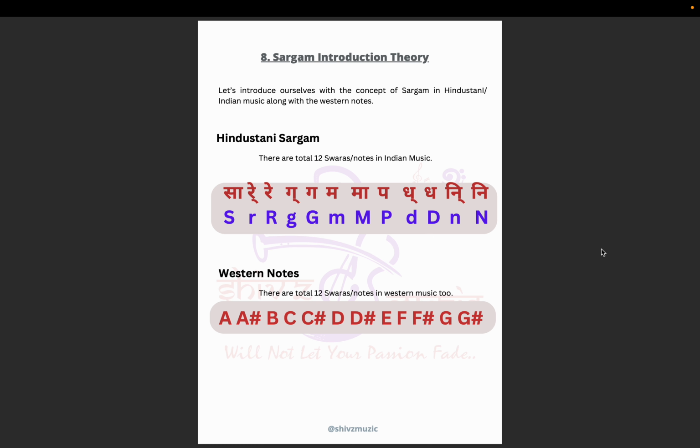Before I start playing on the flute, let me introduce you to the theory of Sargam: what Sargam actually is and what the relation is between Indian music Sargam and Western notes. You can download this PDF as well. I have attached it in the video itself. Just listen and watch carefully as I explain the Sargam and Western notes.